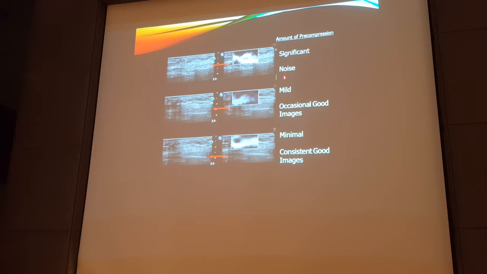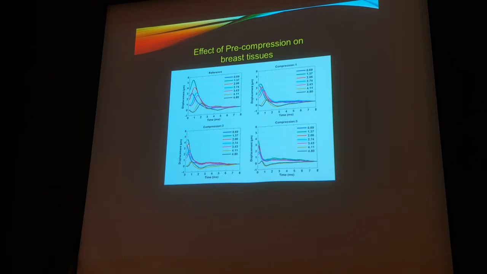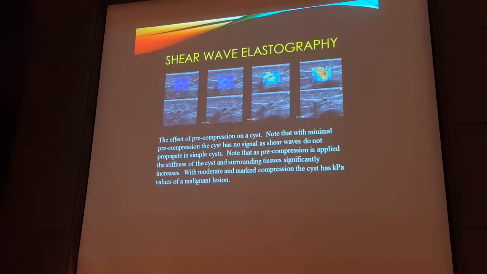For strain elastography, if you apply too much compression, you'll only get noise. If you are in a mild compression, what you may notice is you'll see a good image, then bad images, good images, then bad images. But if you apply minimal compression, you should have relatively uniform strain images throughout the cine loop. When we look at shear wave, these are those curves again. You can see that the peaks have all shifted to the left. That's because the lesion is stiffer, and it's easier to see that on images.